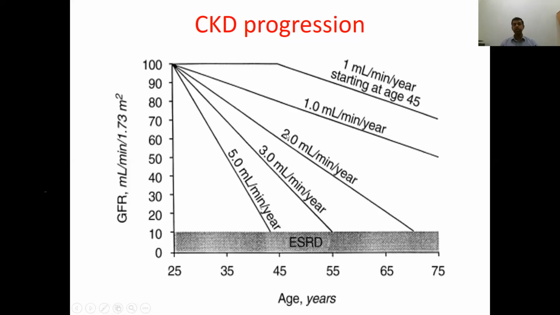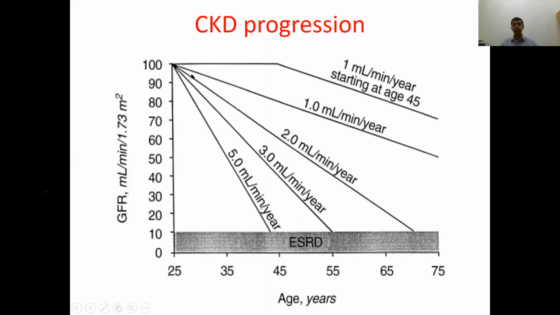If a person starts losing GFR every year by about 2 ml, let's say this patient develops a kidney problem at the age of 25, by the age of 60-70 they are going to reach a GFR of 10. If they start losing GFR at 3 ml per year, by the time they reach age 55, they are going to come into end stage, or a GFR of 10 or less than that.